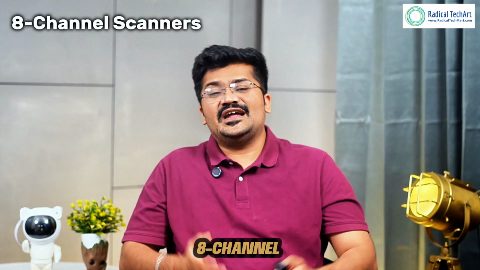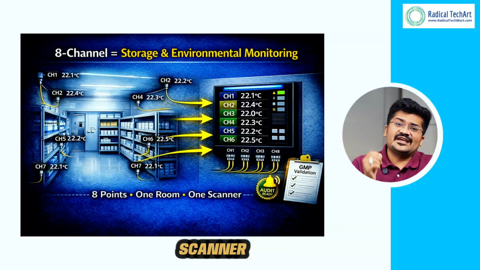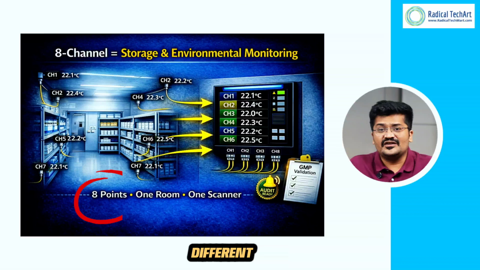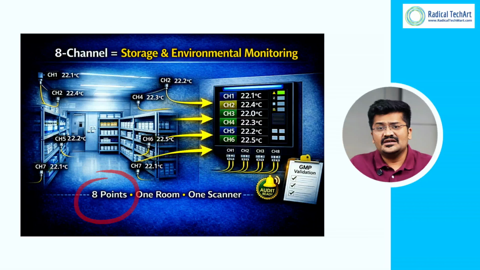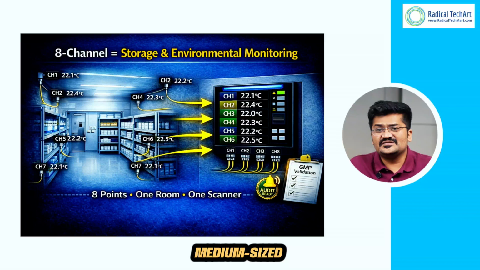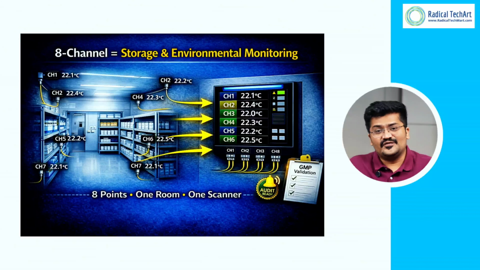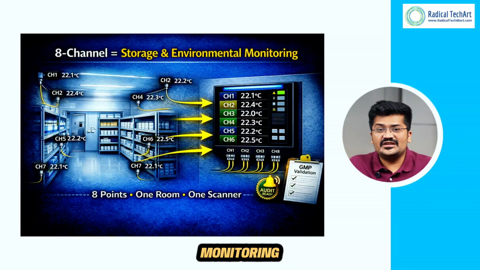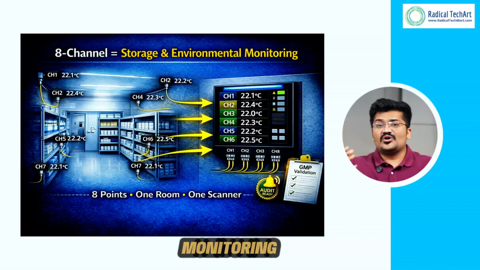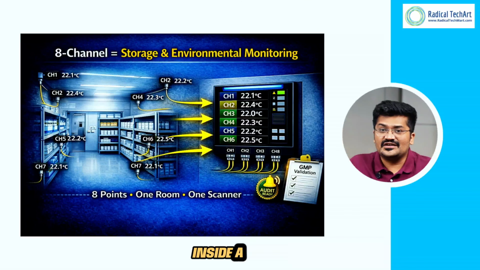Now third one is 8-channel scanner. An 8-channel scanner allows monitoring of 8 different sensors. These are commonly used in medium-sized industrial monitoring systems. For example, temperature monitoring at 8 different points inside a reactor, humidity monitoring at multiple locations inside a clean room.